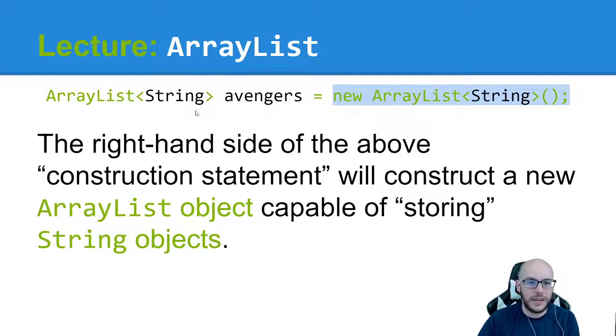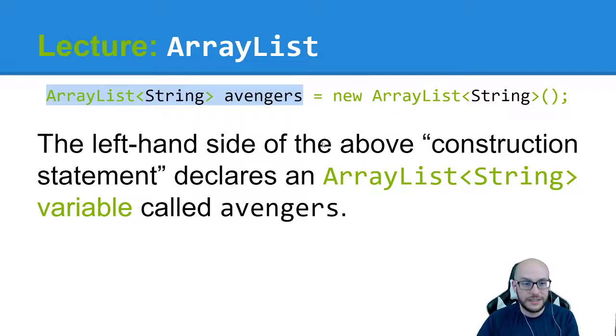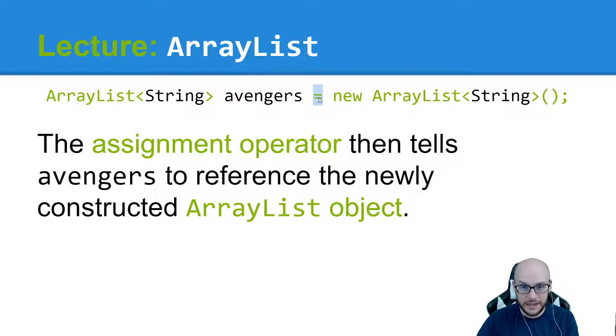Okay, let's take a look at this construction syntax. The right-hand side is the actual object. This is the data structure over here, right? We're going to construct a new ArrayList object capable of storing strings. The left-hand side of our construction statement is the variable. I'm creating this variable called Avengers, and the data type is ArrayList of String, meaning that this variable can point at or reference an object of the same data type.